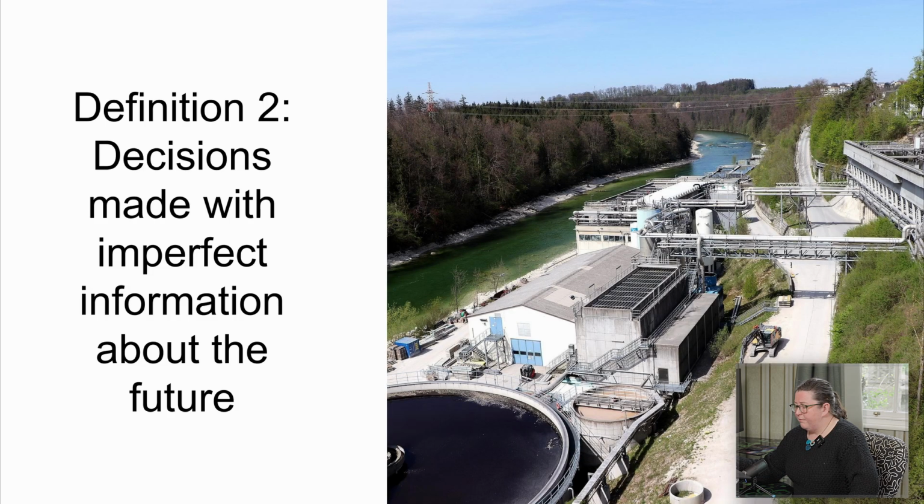the second definition that we have is decisions made with imperfect information, where we make a suboptimal decision because we don't have a perfect oracle of the future. So an example here is what if we buy a house and then the next year a sewage plant gets built next door. We probably might not have chosen to buy that house if we knew that there was going to be a sewage plant.